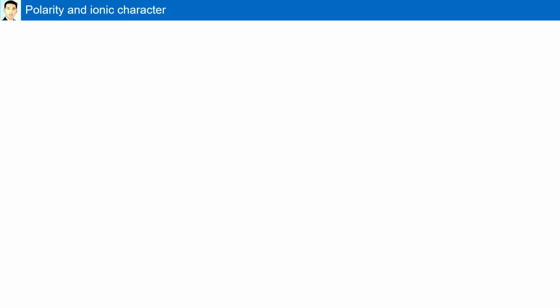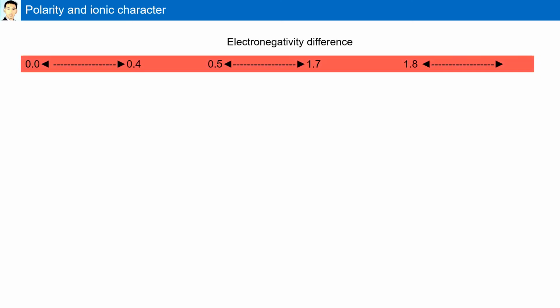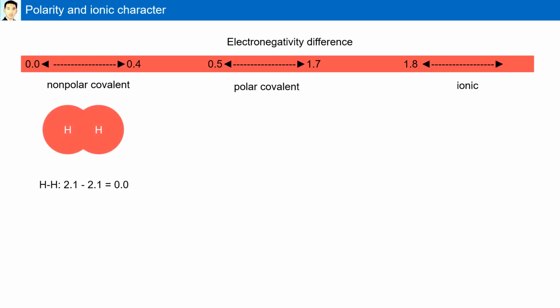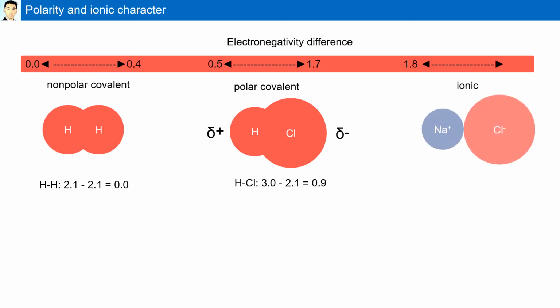Polarity and ionic character. Electronegativity differences range from 0.0 to 1.8 and greater. 0.0 to 0.4 would be nonpolar covalent, while 0.5 to 1.7 would be polar covalent, and 1.8 and higher would be ionic. Here we have hydrogen with an electronegativity difference of 0.0, which makes it nonpolar, while HCl has an electronegativity difference of 0.9, which makes it a polar covalent substance. And finally, we can have a partial positive for the hydrogen and a partial negative for chlorine.